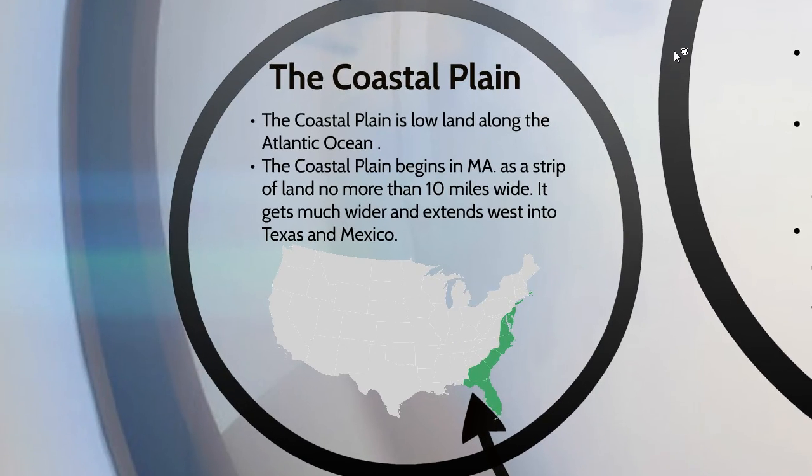First landform is the coastal plain. It runs along the Atlantic Ocean. It has a very small strip of land starting in Massachusetts. It starts no more than 10 miles wide, and it gets much wider and extends west into Texas and Mexico. You can see that this map here kind of cuts it off in Georgia, Alabama place. However, it does extend all the way down into Texas. You can see that in your social studies book itself, and you can see how much further it actually extends.